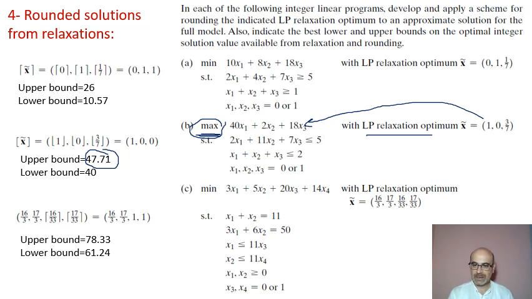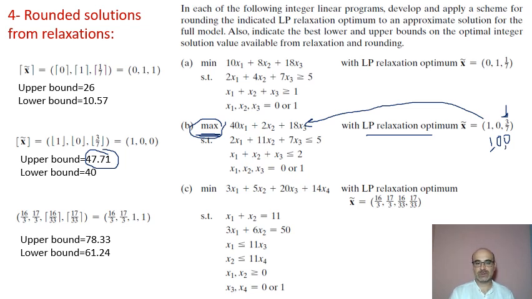Okay, now let's consider rounding this solution up or down. First, let's try rounding it up, 101. Let's put 101 into the first constraint. It makes 2 + 7, 9, less than or equal to 5. So it is not satisfied. It means that you cannot round x3 up. So we should round it down, and we will come up with this solution, 100.